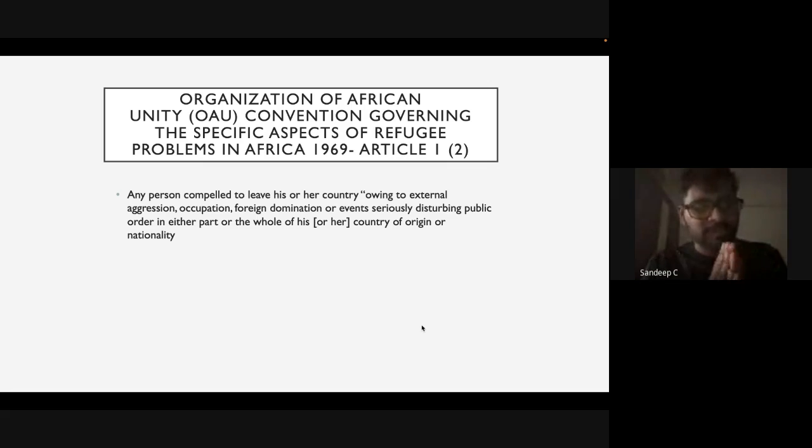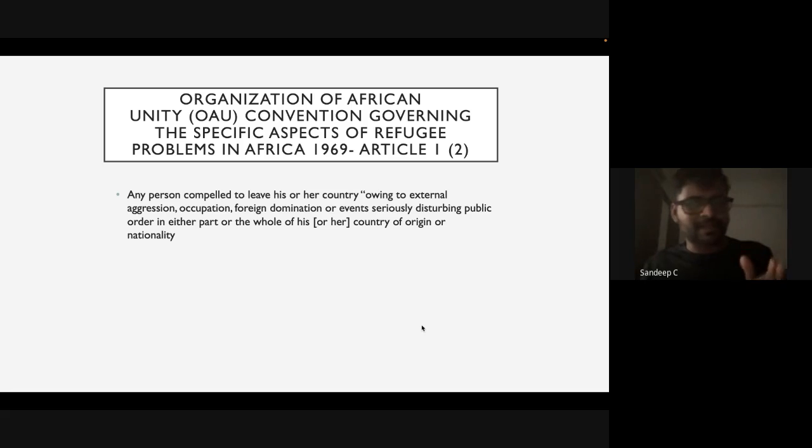So I said persecution. In the 1951 convention the word persecution is used. What constitutes a persecution is not defined within the 1951 convention. What the scope of that persecution is, you can see in Article 1, Clause 2 of the African Convention on Refugees. Okay. What constitutes a persecution? Persecution may be in the form of an external aggression, occupation, foreign domination, or a serious public disorder or disturbance.